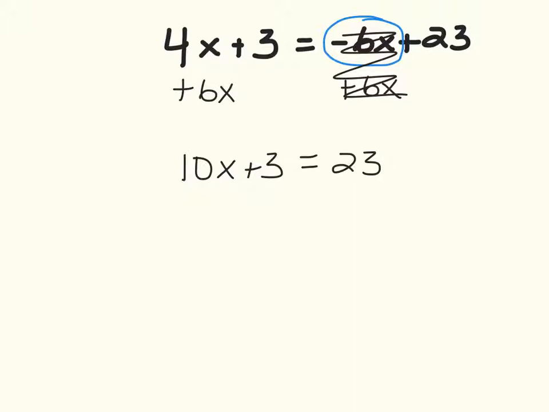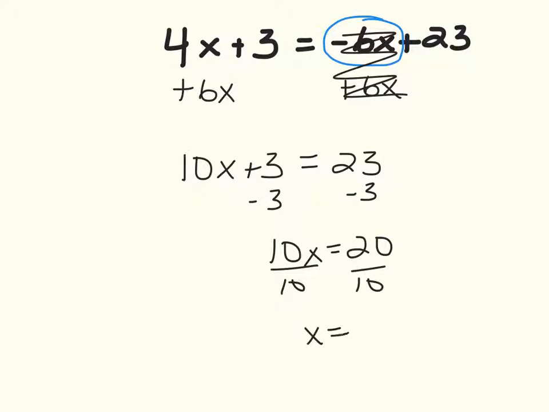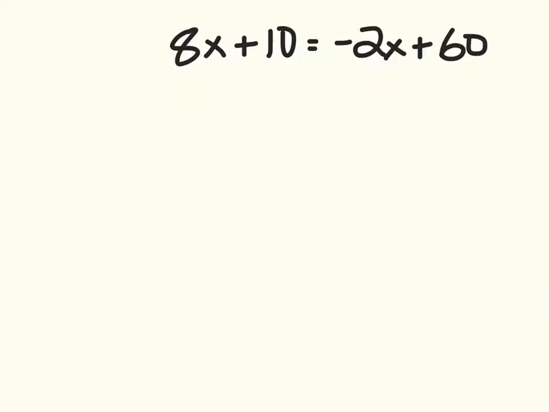What's the opposite of plus 3? Minus 3. I'm going to do that to both sides. 10x equals 20. The opposite of times 10? Divide by 10. X equals 2 is the answer. Good job. All right, go ahead and try this problem. Hit play when you're ready.